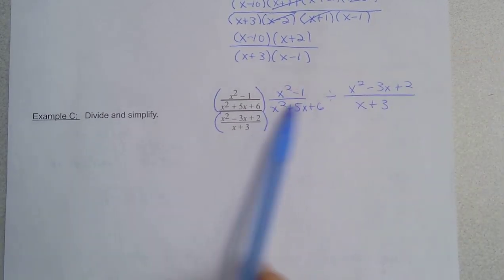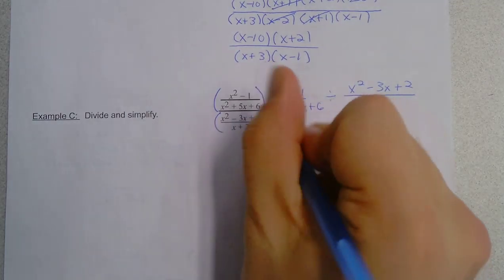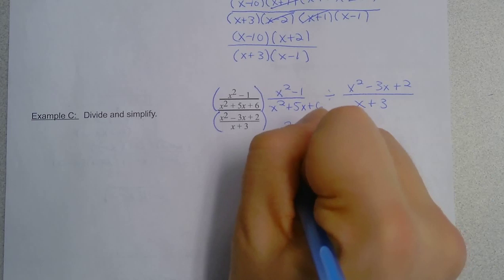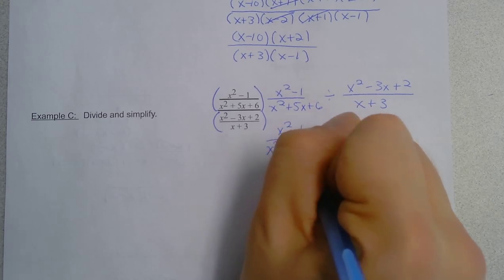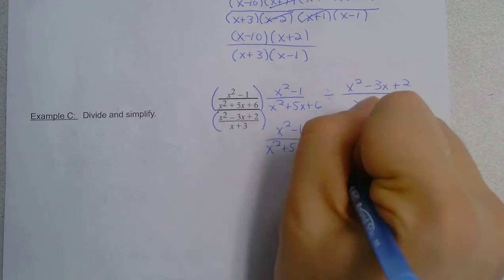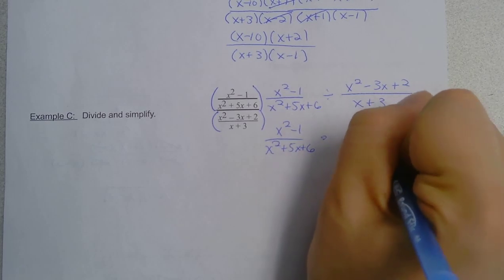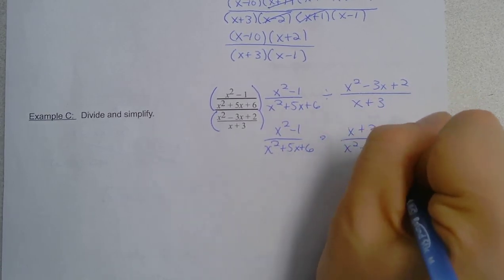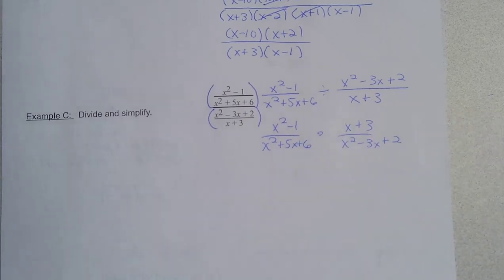And then I'm going to do copy, dot, and flip. So x squared minus 1 over x squared plus 5x plus 6, and then times, and then flip it, x plus 3 over x squared minus 3x plus 2. And now I just need to factor and simplify.